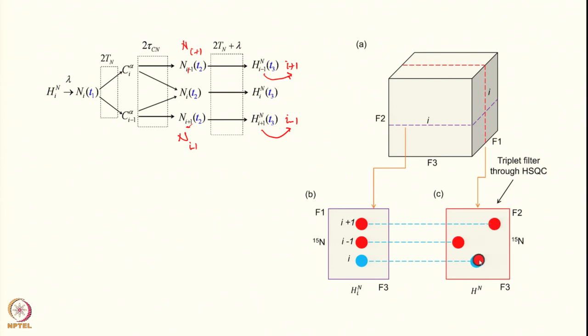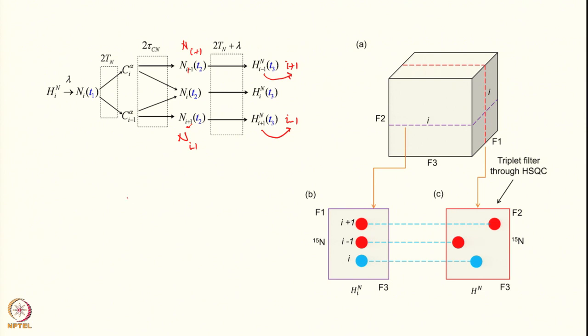The F2, F3 cross section has the same 3 peaks, but at the respective amide proton chemical shifts. See, these are 3 different chemical shifts of the individual 3 residues, these 3 peaks. So what do you see of this? This is like a triplet filter through the HSQC. What do I mean by that?